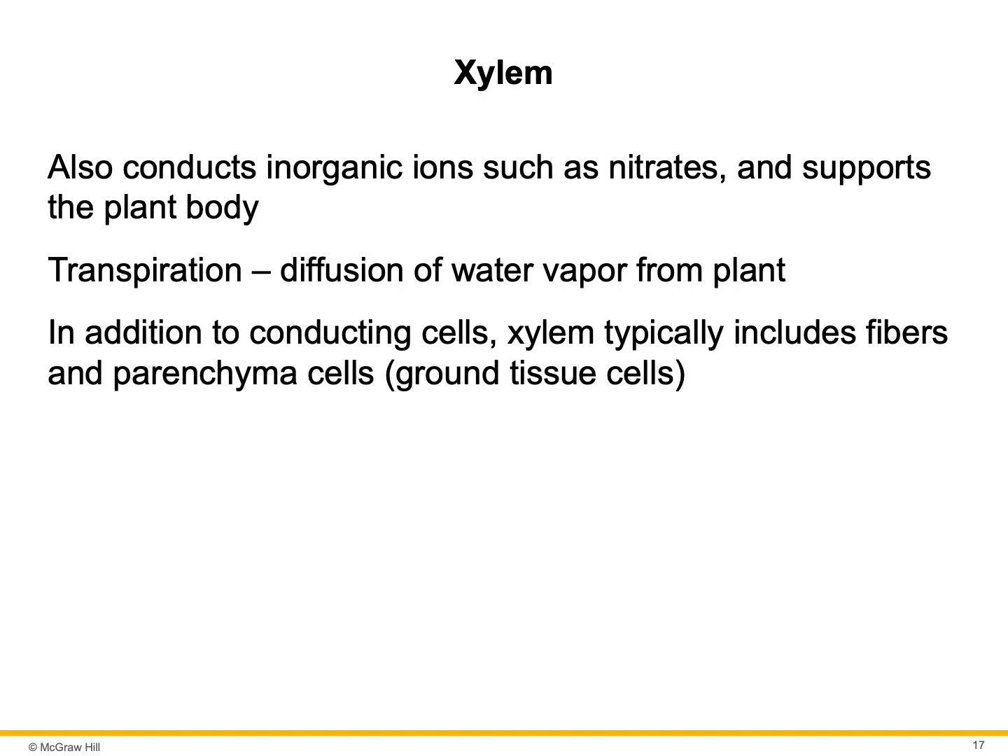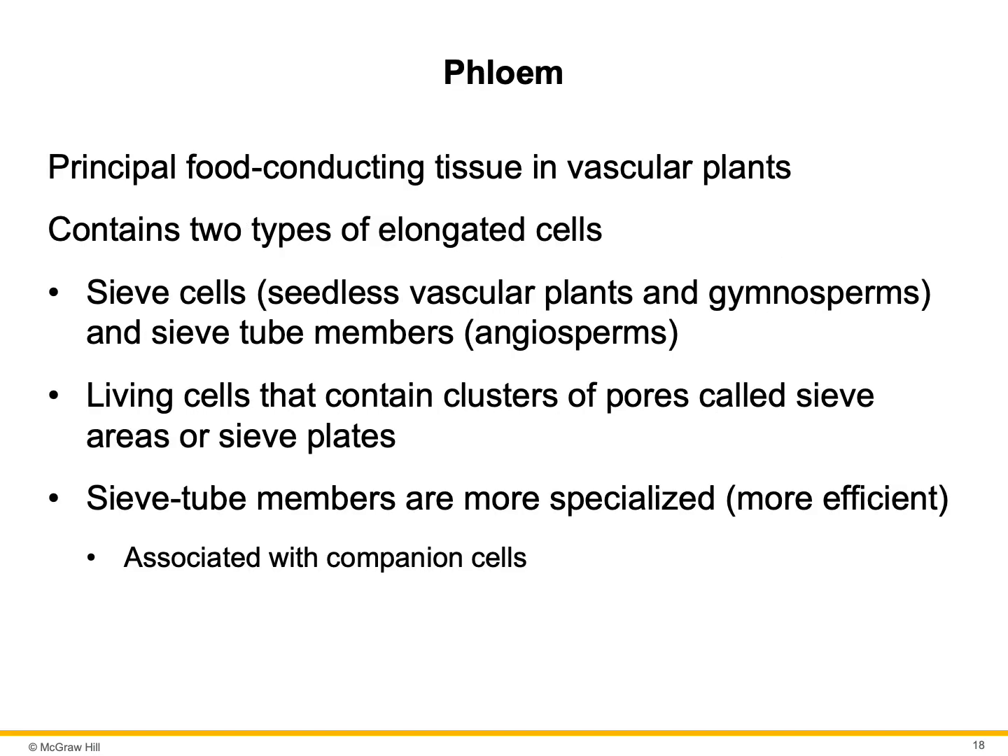And this is actually possible because of evapotranspiration, to have water flowing from the root to the tip of the leaves over a long distance. This is actually because of the transpiration, which is diffusion of water vapor from the plant. In addition to conducting cells, xylem typically contains fibers and parenchyma cells, which are also important.